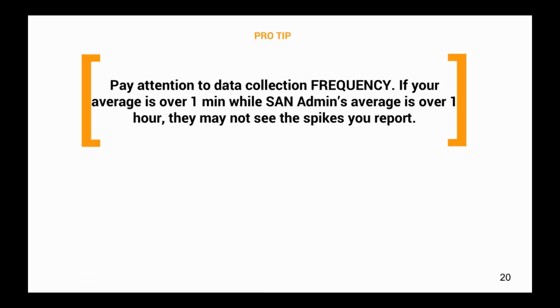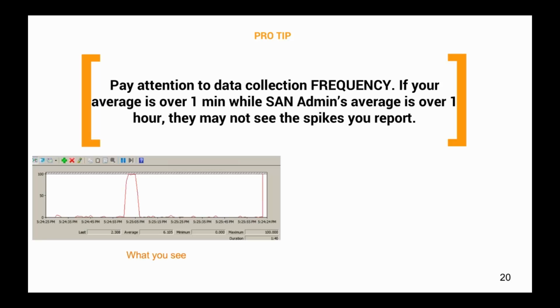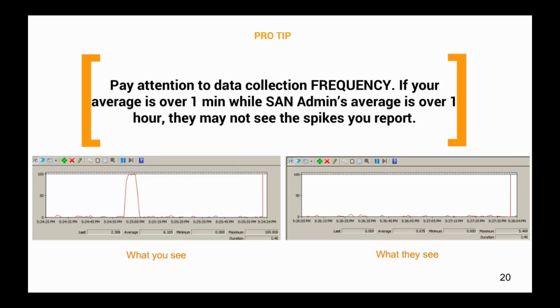One pro tip is to look at the frequency that you're collecting data. The average over 1 minute might look very different than an average over an hour. You might see spikes because you're collecting everything every minute, and your SAN admin sees no spikes because he's collecting everything once an hour, averaged for the hour.